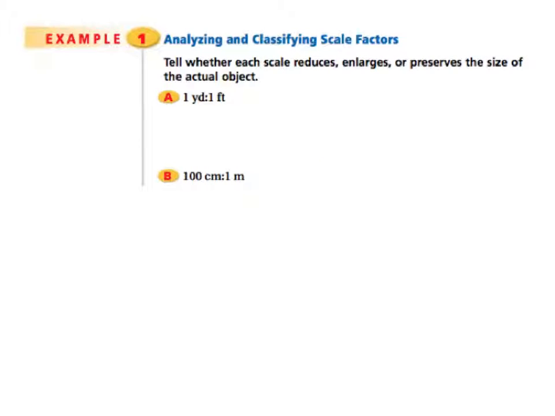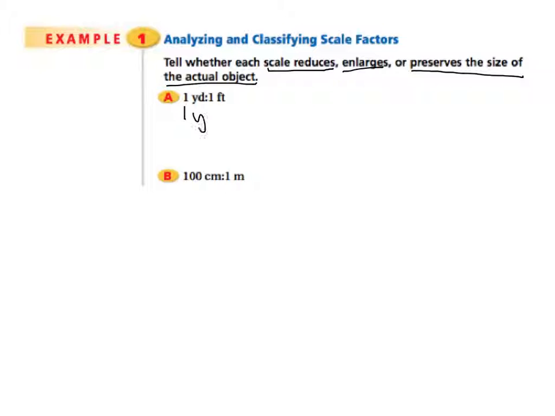So here's our first example. Example 1, we need to first analyze and classify scale factors. We need to tell whether it reduces, which means make smaller, enlarges, which means make it bigger, or preserves the size of the actual object, meaning it stays the same. So example A, we have 1 yard to 1 foot.